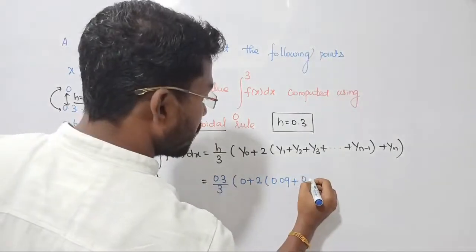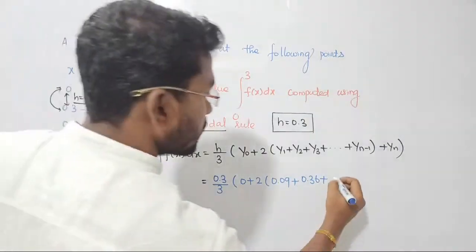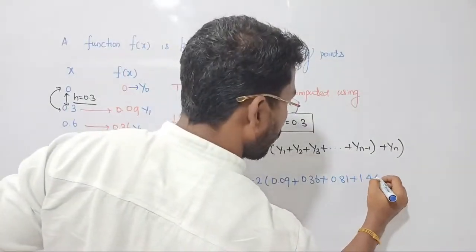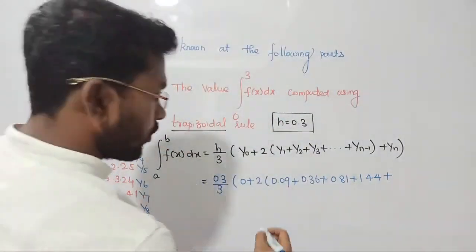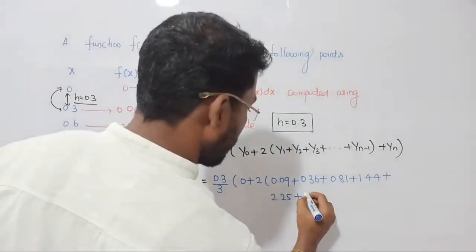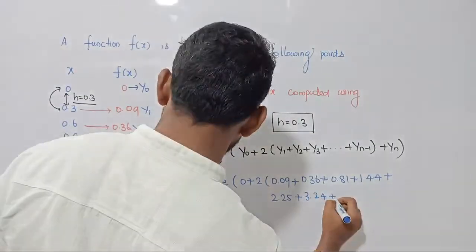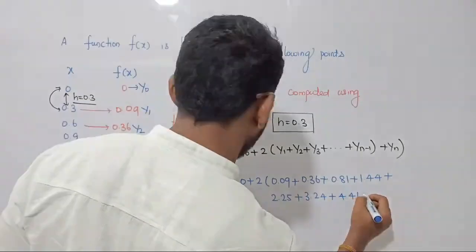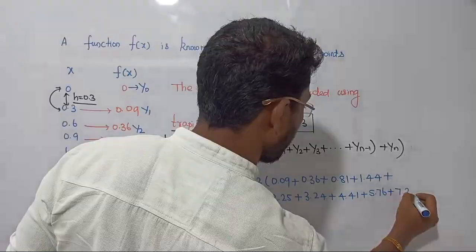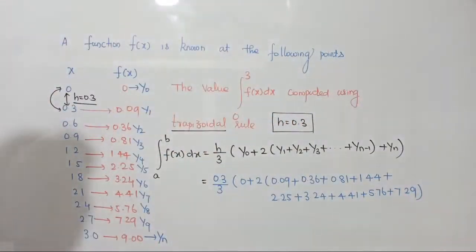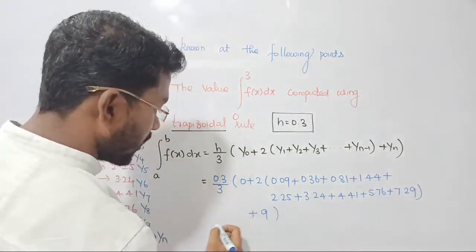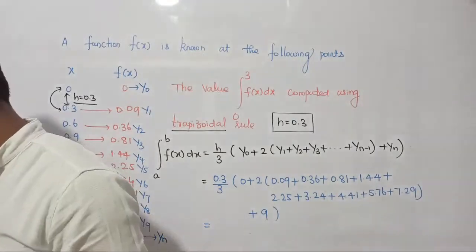0.09 plus 0.36 plus 0.81 plus 1.44 plus 2.25 plus 3.24 plus 4.41 plus 5.76 plus 7.29. Correct? Yes, we have to consider all these values, plus the final point is yn, that is 9. Clear? Yes. Let's take the calc and bring the answer.